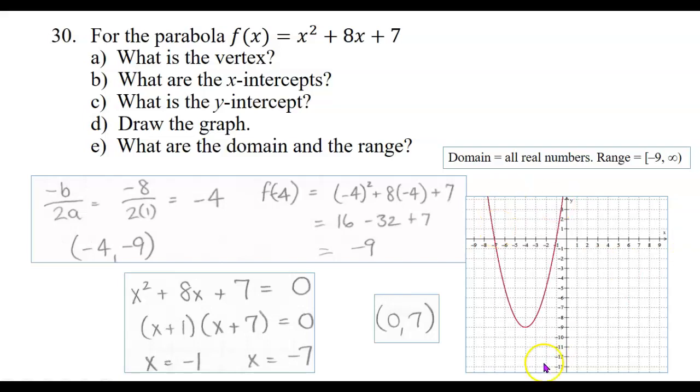But the range is from negative 9 on up. There are no points on the graph any lower than the vertex, which has a y-coordinate of negative 9. That's the minimum possible value you can get out of this function. So the range is from negative 9 on up to infinity.